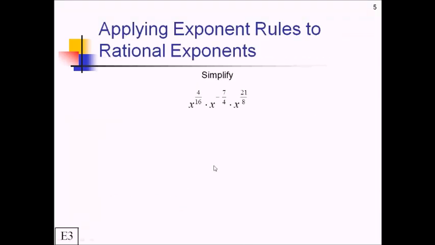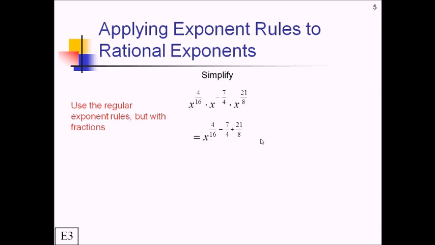Now we're going to go ahead and try to simplify some variables that have fractional exponents. The key here is you're going to use all of your old exponent rules, but you're going to do it with fractions instead of integers. Now that is a little bit of a game changer, but let's take it one step at a time here. This one, we're multiplying bases. So remember, multiplying bases means we have to add the exponents together. So this is really x to the 4 over 16 minus 7 fourths plus 21 over 8.